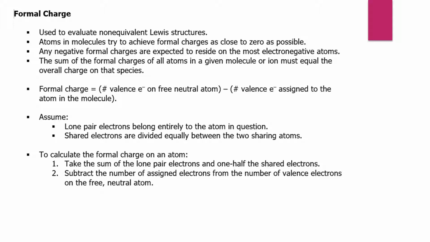Formal charge is when you calculate basically what the charge is on each of the elements involved in bonding, and you look at the normal number of valence electrons compared to the valence electrons that are actually being assigned to that atom, and you just write down the charge.